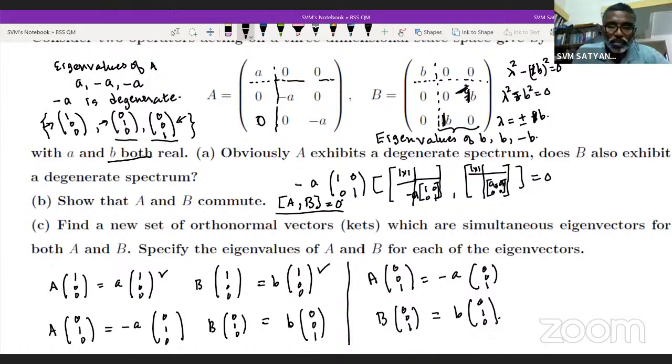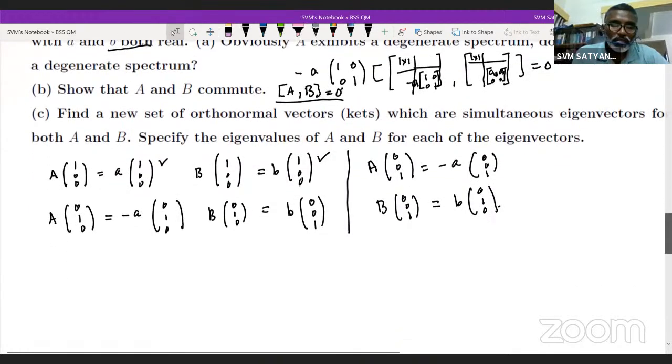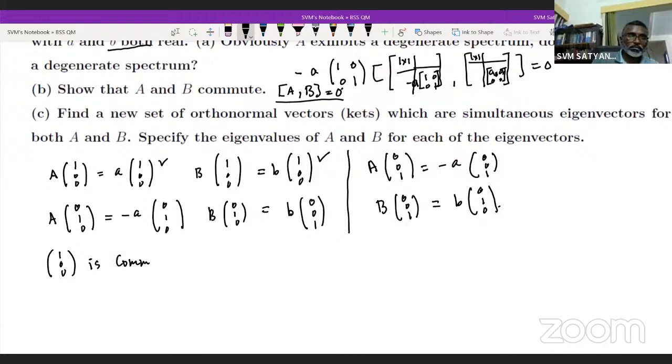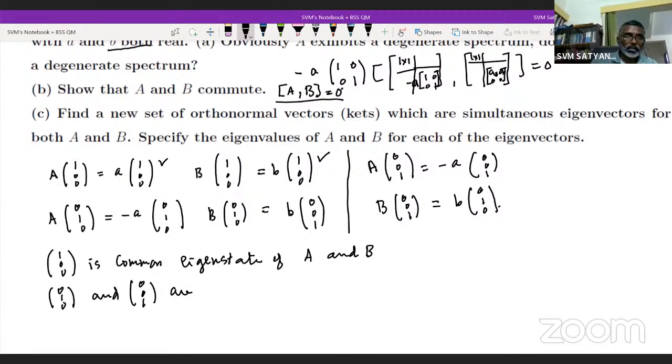So what is the conclusion? The conclusion is that this 1 0 0 is a common eigenstate of A and B, whereas the other two, 0 1 0 and 0 0 1, are eigenstates of A but not B. So this is what we have found.